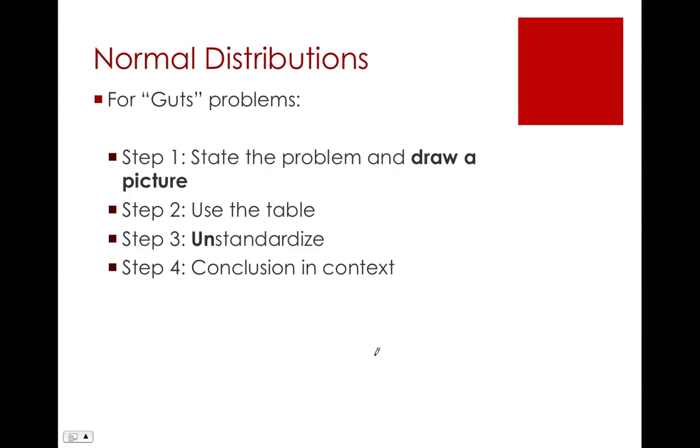Now, we can put these problems in context as well, okay? Just like when we learned the forwards z-score problems, we can do backwards z-score problems through this four-step process. And it's going to be kind of backwards from the process we did before. Step 1 is going to be to state the problem and draw a picture. Step 2 is going to be to use our tables. Step 3 is going to be to unstandardize, meaning go from a z-score back to a value in context. And step 4 is going to be to write our conclusion in context.